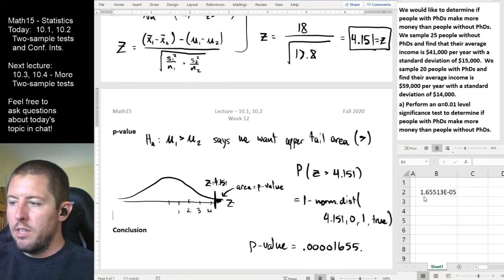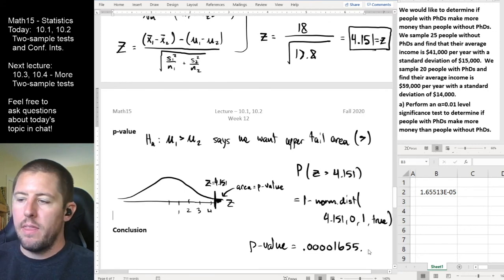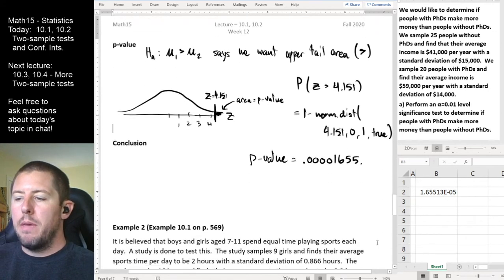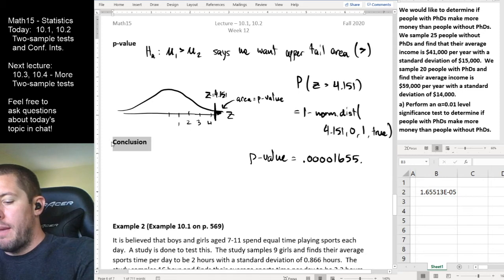Notice I took the decimal place that was 1 place to the right of the 1, and I moved it 1, 2, 3, 4, 5 places to the left. That's what the -5 is telling me on the end of that guy right there. So this is a crazy small p-value. Notice that we could move the p-value 2 places back to the right to get this as a percentage.